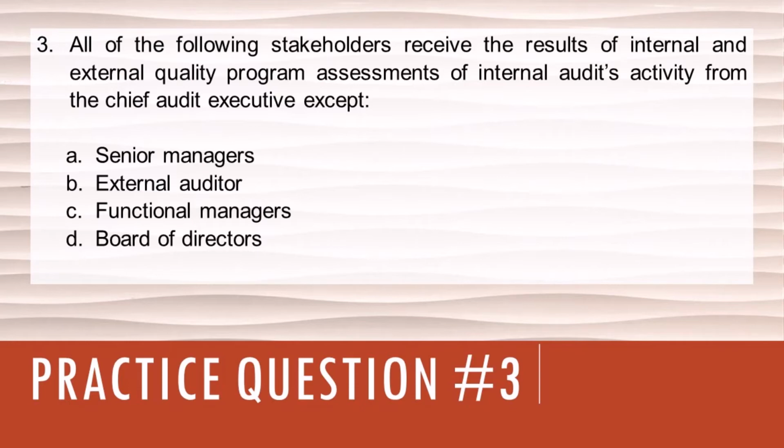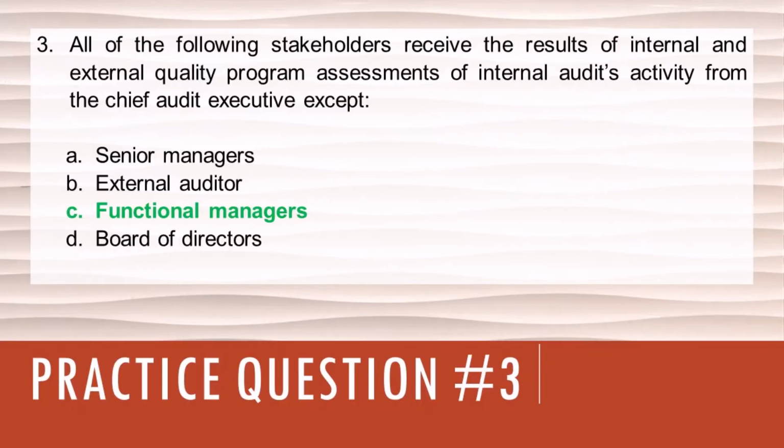So we mentioned before, senior managers and board of directors definitely receive those results, right? And if you think about it, it could also be helpful that the external auditor receives this information because in most cases, external auditors may rely on some internal audit work. So therefore, A, B, and D are incorrect. Functional managers do not need to know these results because there are so many functional managers to distribute materials to, and the scope of the quality program affects the entire organization, not just managers' individual business functions.